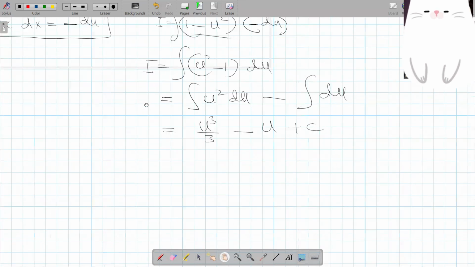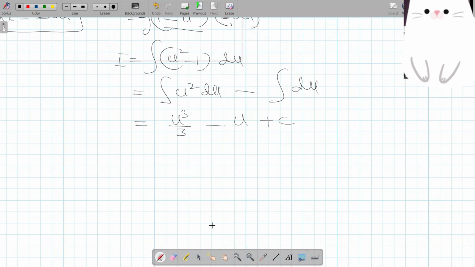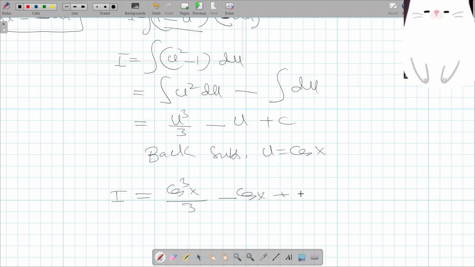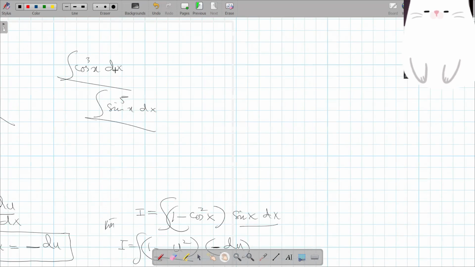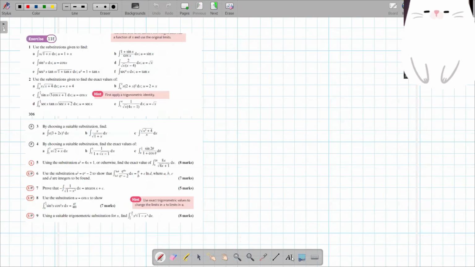The antiderivative is completed here. Now we need to back substitute u equal to cos x. This was our substitution. So the antiderivative will be cos cube x divided by 3 minus cos x plus c. This is how it is done. So you must keep in mind whenever you have power 3 and power 5 or any odd power of sine and cosine, you will deal with all those questions similarly. Okay, let's go to the next question.